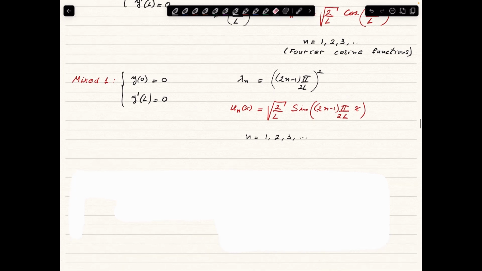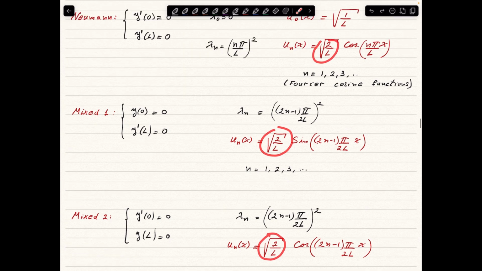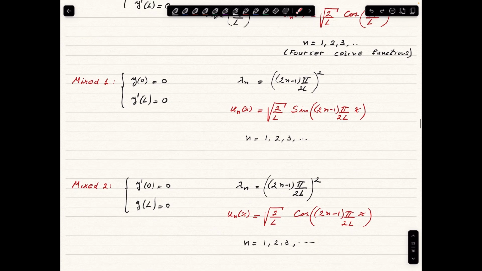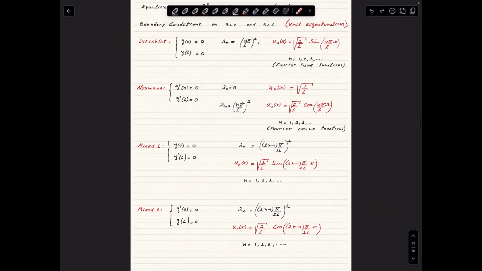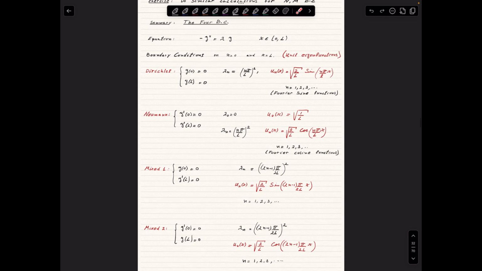And then you have the mixed 1 and the mixed 2. Notice that all the problems have the same normalization factor, except the eigenfunction 0 for Neumann. All the others have the same normalization factor. So these are the normalized eigenfunctions for our four eigenfunction problems. This is a good place to stop. See you guys in the next video.